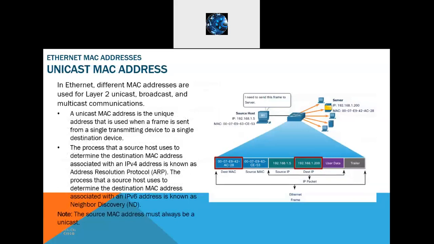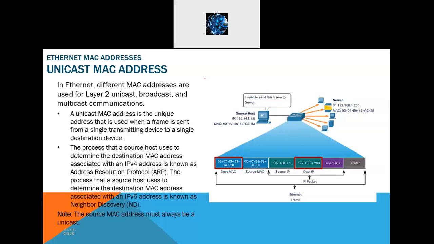So you can have a unicast MAC address. What does that mean? One computer trying to talk to another computer. That is called a unicast. So if I have your MAC address and I want to send a message to you, your MAC address is unicast. But there's also a MAC address that I can use to send to everybody on the network.